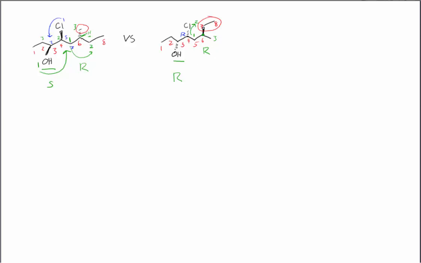Okay, so we have R and R on carbon 6, but we have S and R on carbon 3, and we have, where is that, S and R on carbon 4. So you've probably already determined that these are diastereomers.